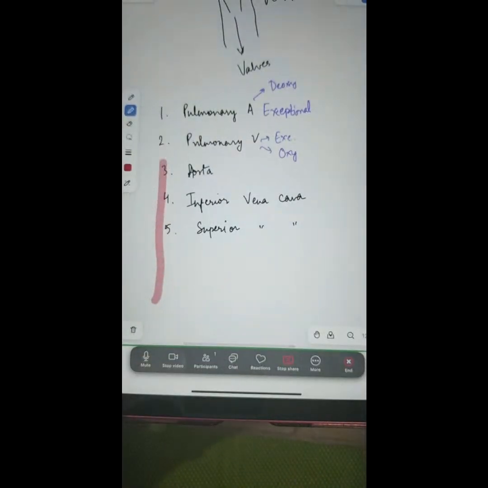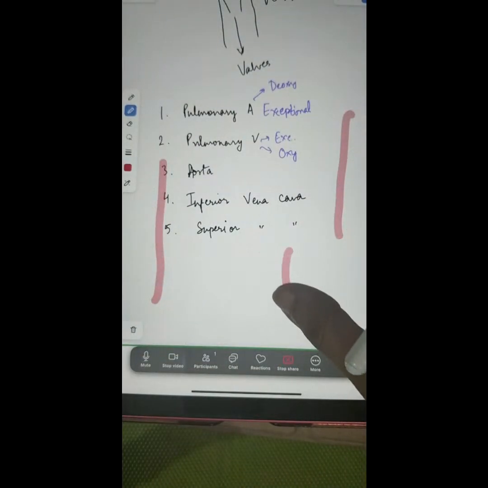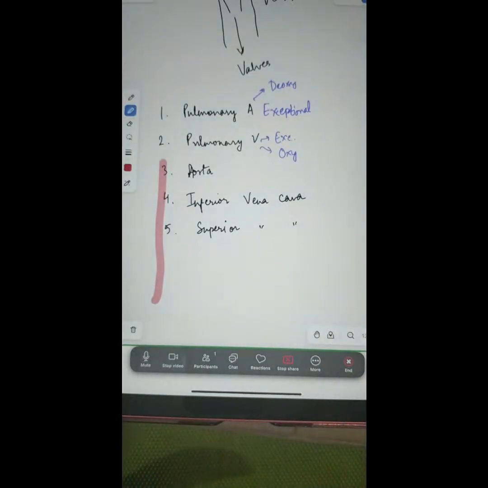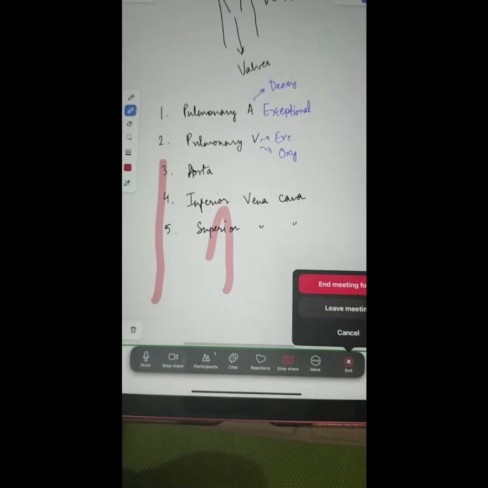Now let's see their location. Where are they being located? Just wait. Just wait. I am just facing an issue to scroll down. Let me end this.